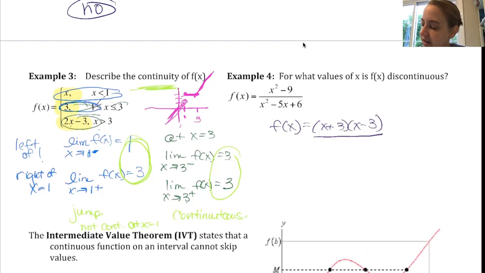That denominator factors as well. I've got an x minus 2 and an x minus 3. So you want to cancel out anything that's the same in the numerator and denominator. So we are going to cancel x minus 3. So we are left with x plus 3 over x minus 2.